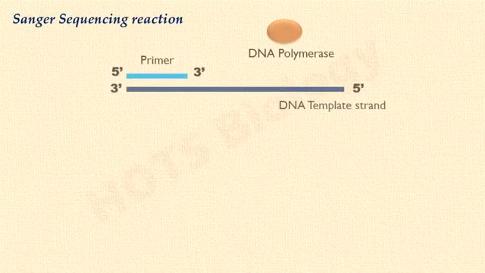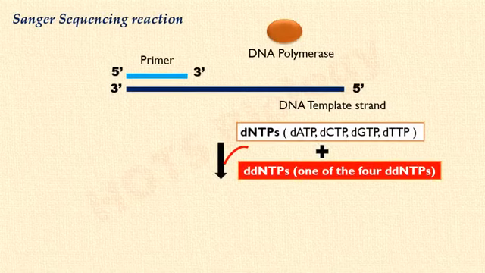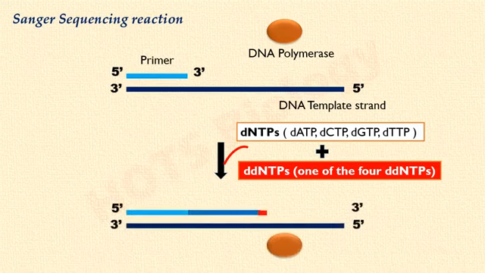Now, as we know, dideoxynucleotides or ddNTPs, when incorporated in an elongating DNA chain, will terminate the DNA synthesis reaction. Since small amounts of ddNTP are included in each reaction, DNA synthesis will not terminate every time. But DNA polymerase will occasionally insert a ddNTP, instead of a dNTP, into a growing DNA strand.